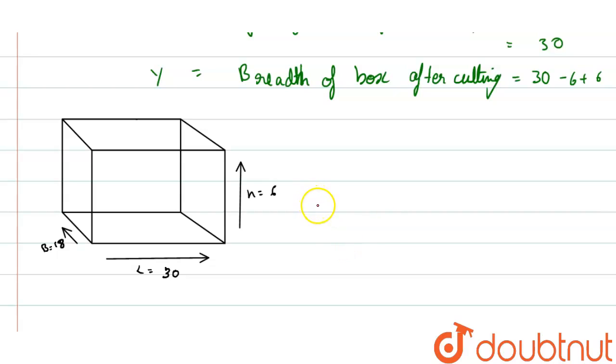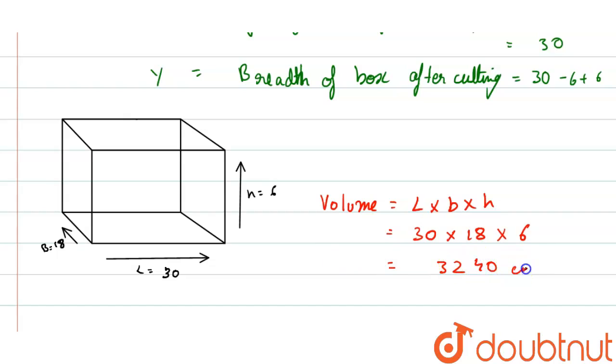So from that we can find out the volume, that is volume equals to length into breadth into height. So we have length as 30 into breadth as 18 into height as 6. So after calculating we will get 3240 centimeter square will be our answer for this question.